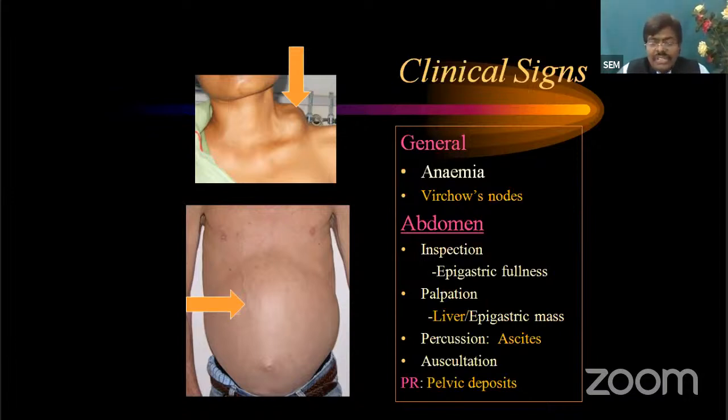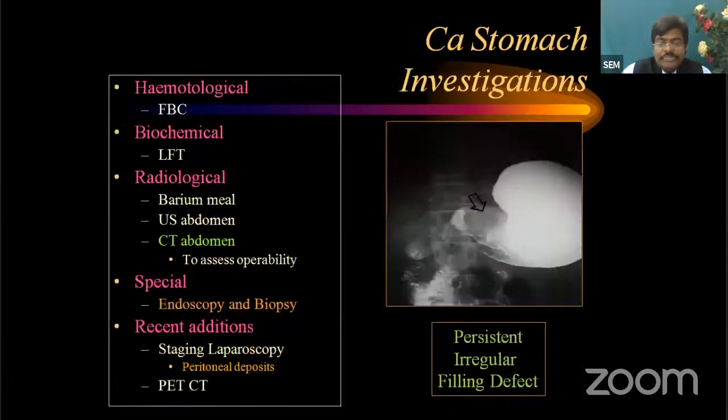Of course, auscultation, for completion's sake, nothing much. In a patient with a benign gastric ulcer with gastric outlet obstruction, sometimes you can have a succussion splash. So what is a succussion splash? Within a distended stomach, there is fluid that will give you that noise. Those things may not be present in CA stomach, but you can mention that also. Then rectal examination, I told you already, the importance is for pelvic deposits, pouch of Douglas deposits.